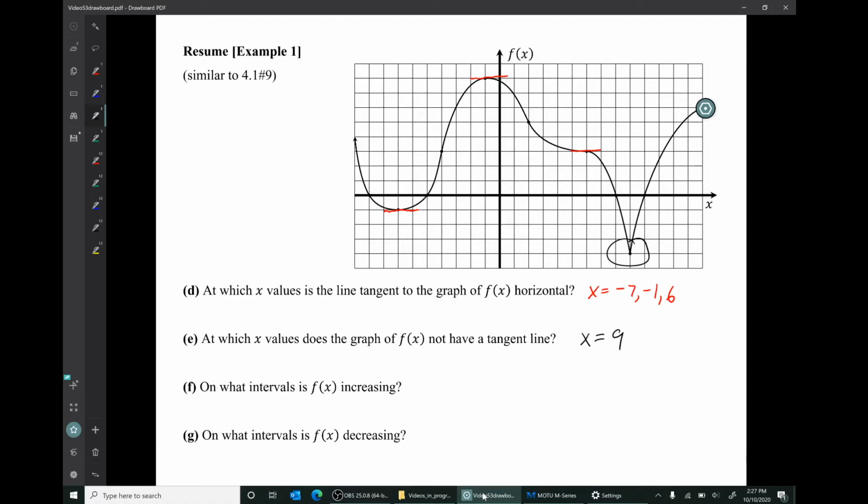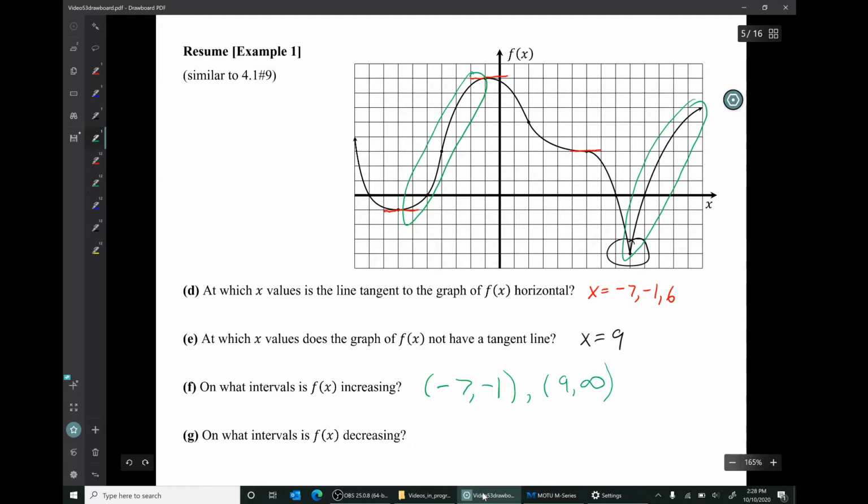All right, question F. On what intervals is f of x increasing? Well, that's going to be this chunk of the graph, where as you move from left to right, the graph goes up, and also this chunk of the graph. So we have to describe those using intervals.